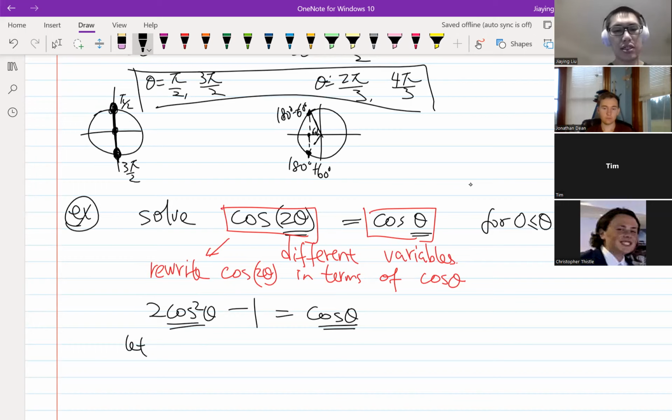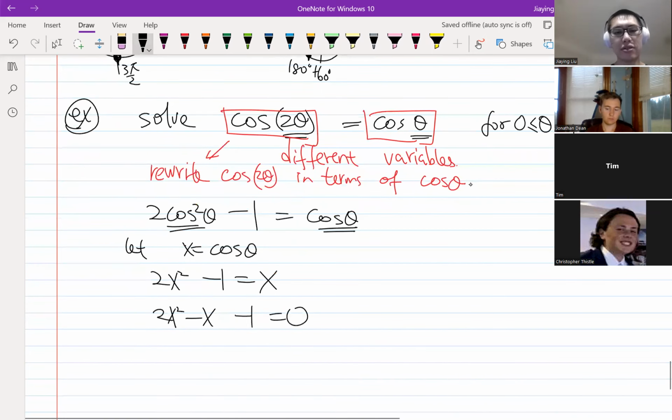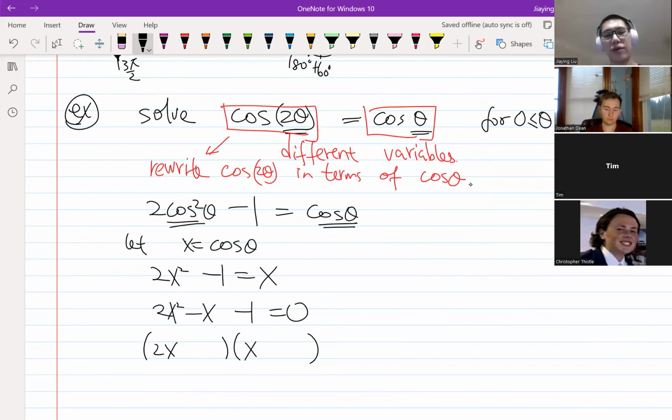So we're going to let x equal cosine theta. So we get 2x squared minus 1 equals x. Move everything to the same side. So we get 2x squared minus x minus 1 equals 0. We can try to factor this, just like the previous example earlier. So we get 2x and then x. And we need two numbers that multiply to give us -1. So it's either going to be 1 or -1.